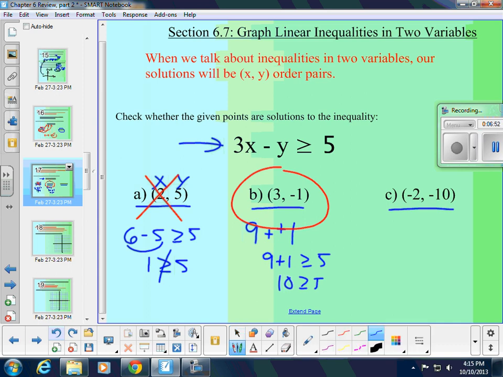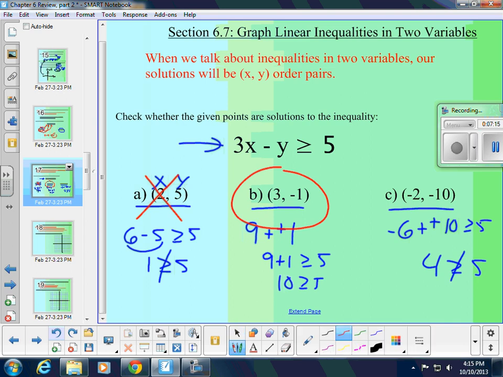And then (negative 2, negative 10). Same thing. I can plug negative 2 in for x. I'd get negative 6 when I take negative 2 times 3. And then I'll put negative 10 in. So again, it'll be like a chop situation, and I'll get plus 10 here. Negative 6 plus 10 gives me 4. Is that greater than or equal to 5? Not quite. So no, this one would not work.